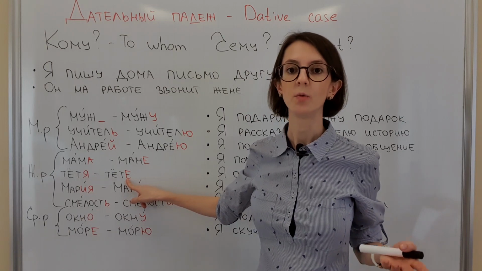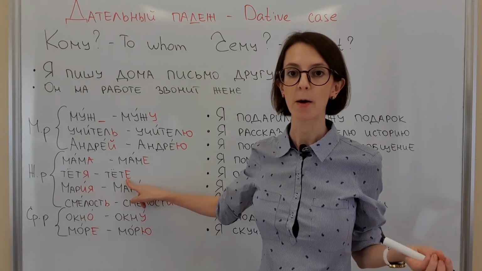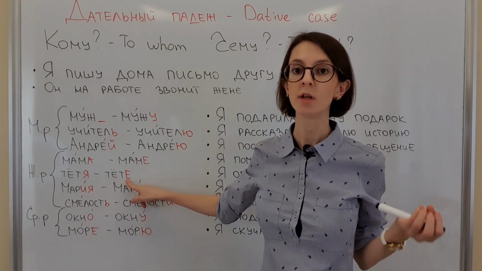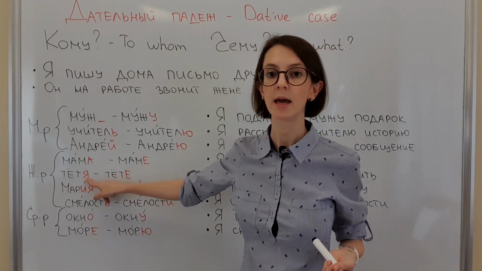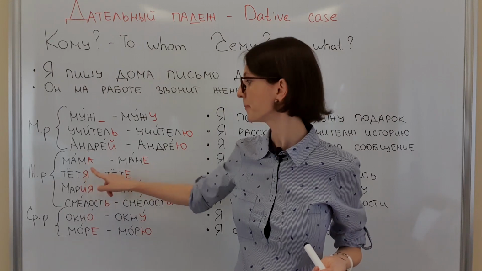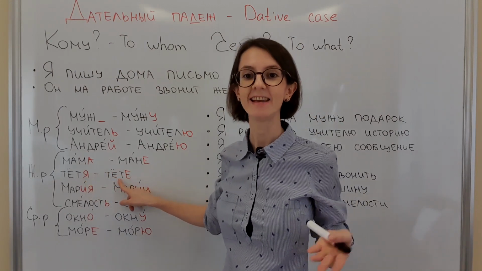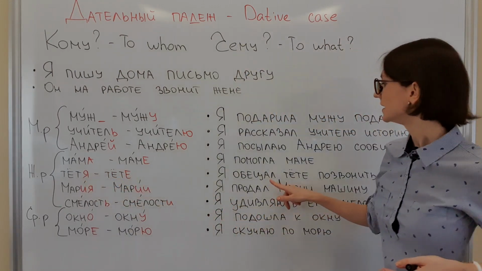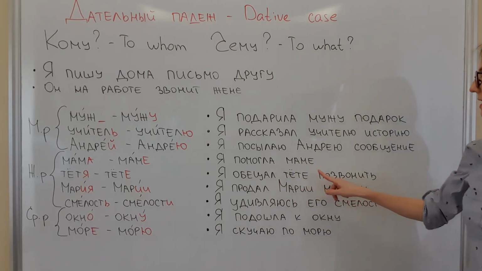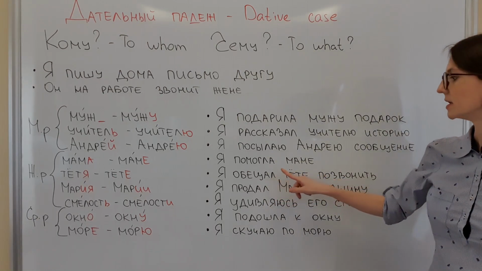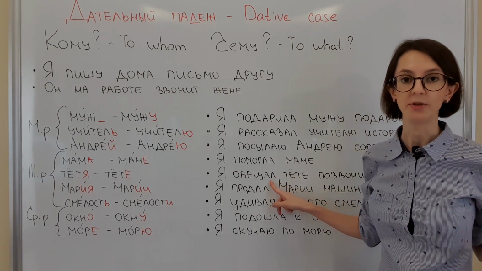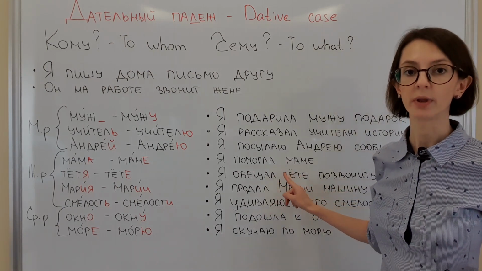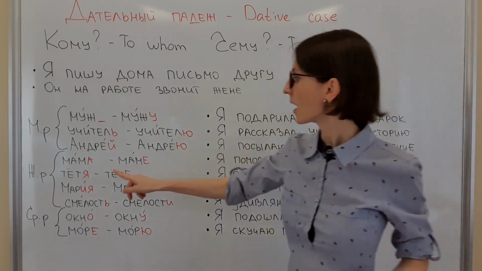The same story with the same situation with дядя. Uncle. It is masculine. The gender is masculine, but it ends with я, so we decline as feminine. Тётя, тёте, дядя, дяде. Example. Я обещал тёте позвонить. I promised my aunt to call. Обещать, пообещать, to promise plus dative case.